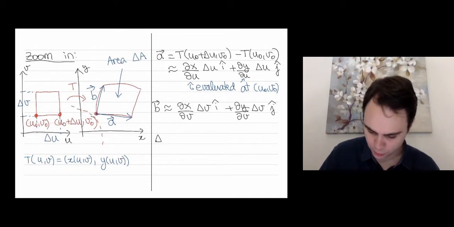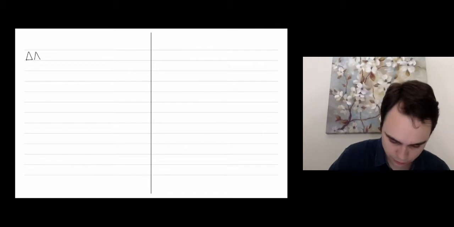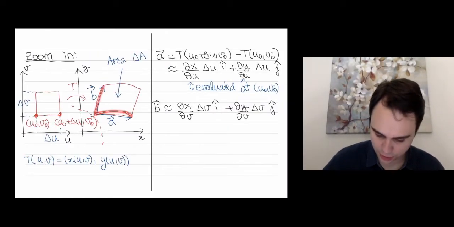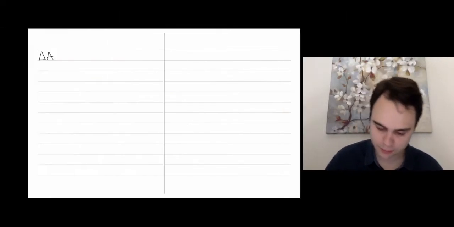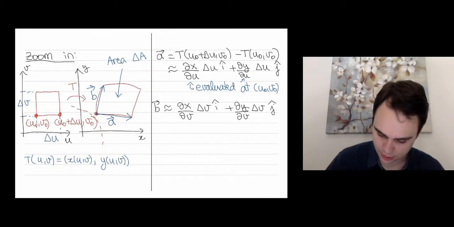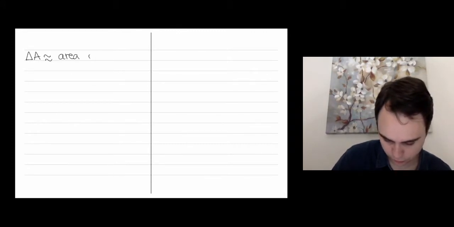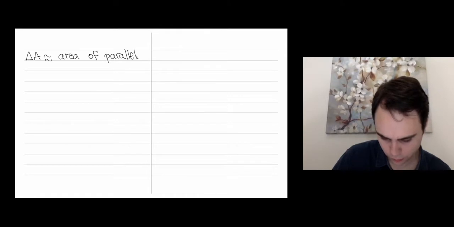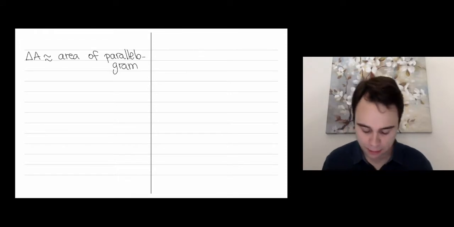Let me do this with more space to write on the next page. So the area in the xy plane that corresponds to this little rectangle in the uv plane is approximately the area of the parallelogram. Let me just write this: the area of the parallelogram spanned by A and B.